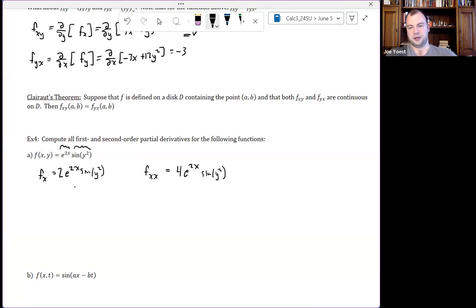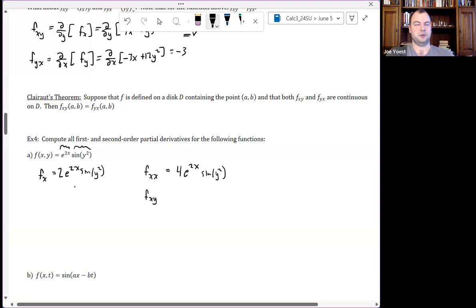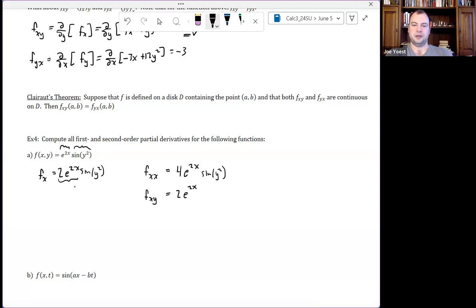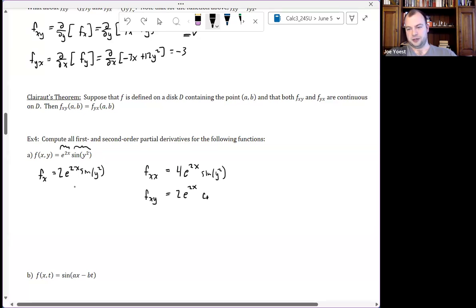And I could figure out the mixed partial, f_xy. I'll do the y partial of f_x. That's going to give me 2e to the 2x. From the perspective of the y partial, this 2e to the 2x is constant now. And then sine of y squared, well, sine of a function of y differentiates to cos of y squared times the derivative of the inside, which is 2y. So this is going to be 4y e to the 2x cosine y squared.